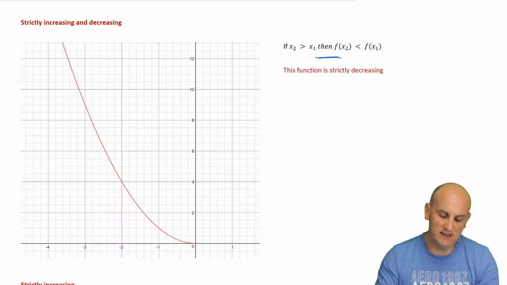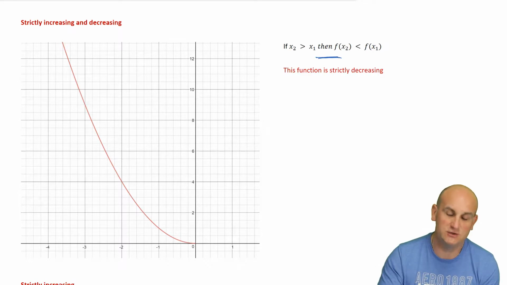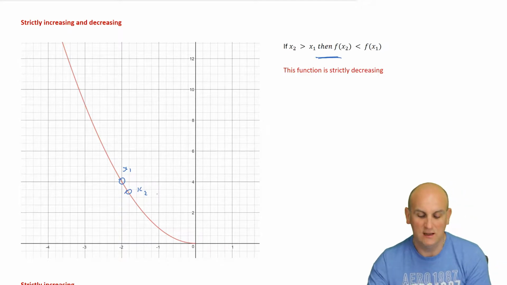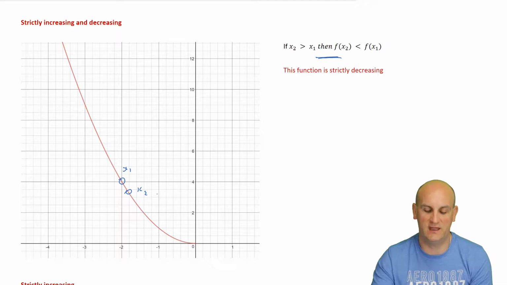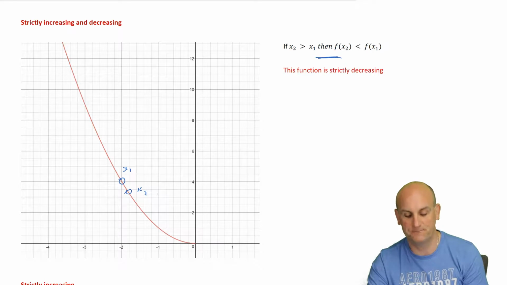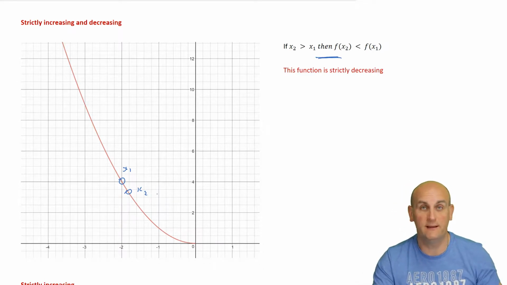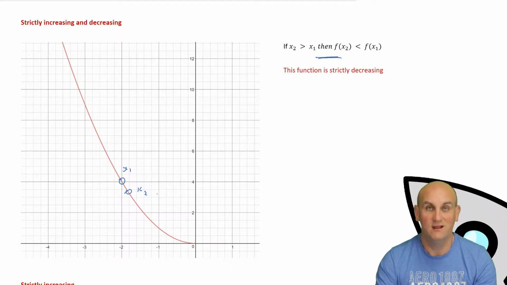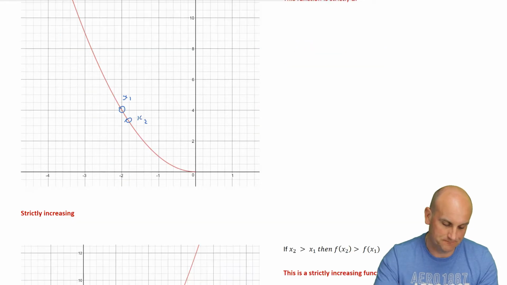But in this situation, if you read that notation, it says if x2 is greater than x1, then the function of x2 must be less than the function of x1. This function is strictly decreasing. So what they're basically saying is, if I choose two x values, say there's my x1, and there is my x2, then if the function of x2, that means the y value for x2, is less than the y value of x1, the function is strictly decreasing. Not exactly brain science or rocket science. The point of it is, though, we have to know the terminology.